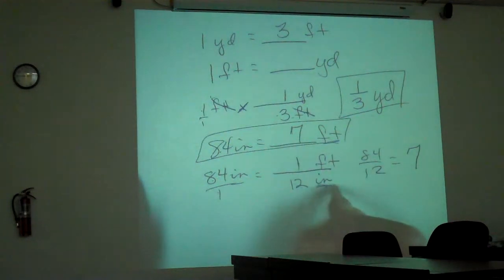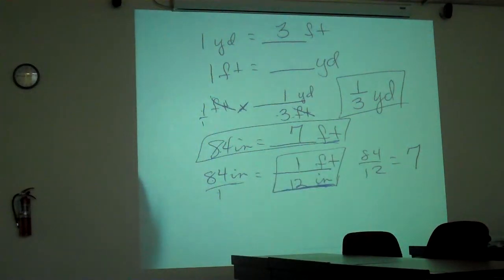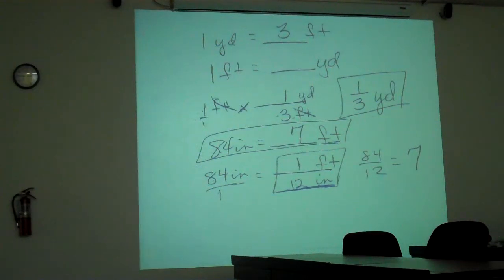This is called a unit multiplier because you're multiplying by 1. 1 is a unit. So you can use your unit multiplier to multiply.